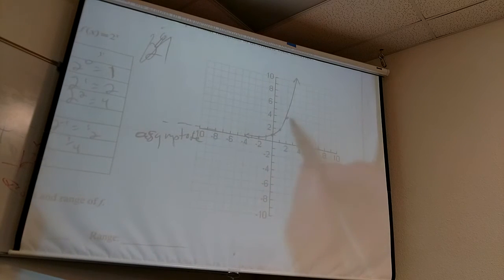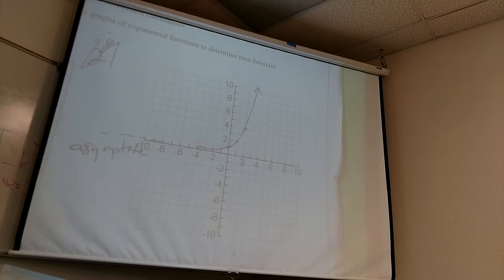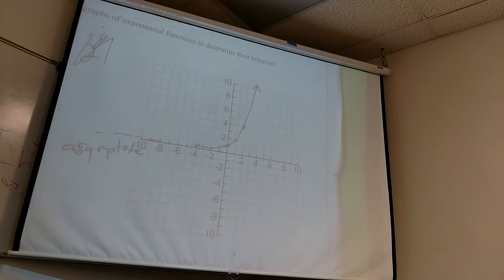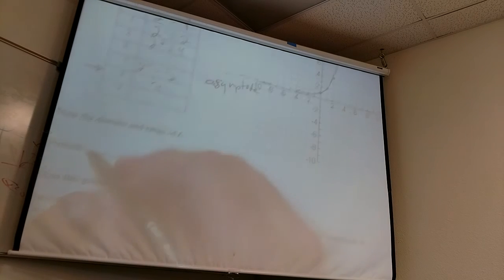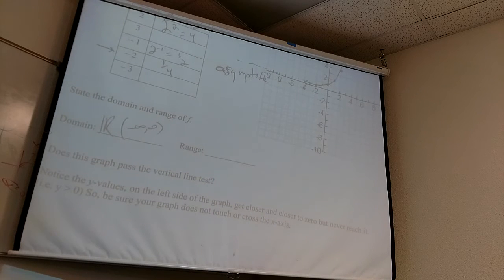What's the domain of this? Yeah, it's going to go forever back, and it's going to go forever forward. I can do 2 to the 18 million. I can do 2 to any power I want to. So the domain is going to be all real numbers, or negative infinity to infinity, right? There's no restrictions on this. I can raise it to anything I want to.